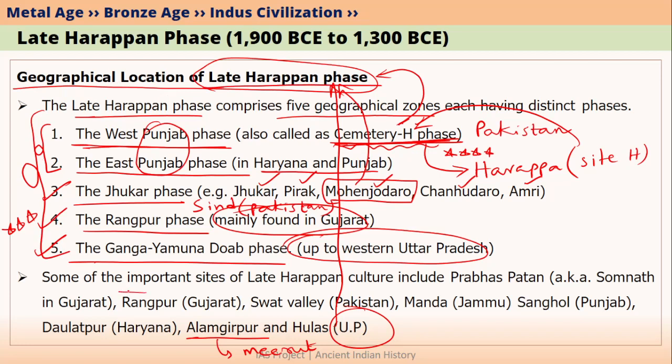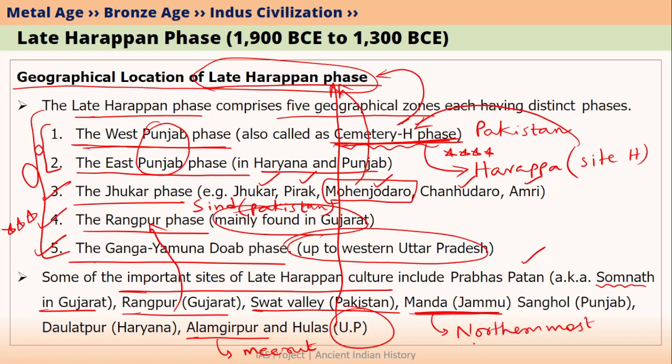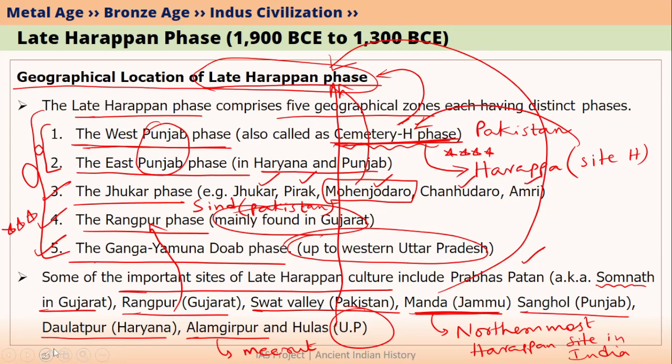Some of the important sites of the late Harappan phase are Prabhaspatan, which is also called Somnath, located in Gujarat. Rangpur belongs to the Rangpur phase or Rangpur zone of the late Harappan phase. We also have Swat Valley in Pakistan. We have Manda in Jammu. In our previous videos, we have learnt that Manda is the northernmost Harappan site in India. So here we have learnt that Manda is a late Harappan phase site. We have Sanghol in Punjab and Daulatpur in Haryana. So this is about the late Harappan phase.